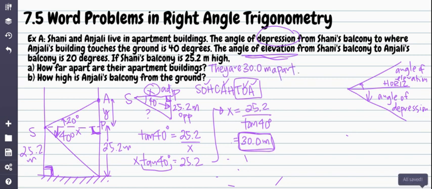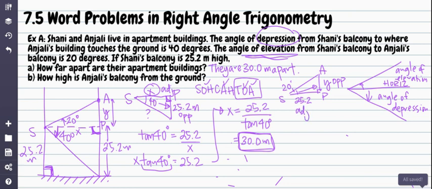Okay, now how high is Angeli's balcony? So I'm going to use the other triangle. If you want, you can redraw it. I will. You don't have to, but it helps sometimes. This was Y, and this was 20 degrees. Here's Shani, here's Angeli, here is the P point. And so I want to find Y. I do know now X, which is 25.2, so I'll put that into the diagram. And you can see that Y is the opposite of 20, right?